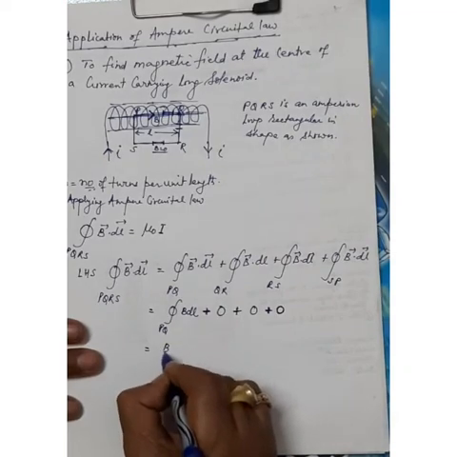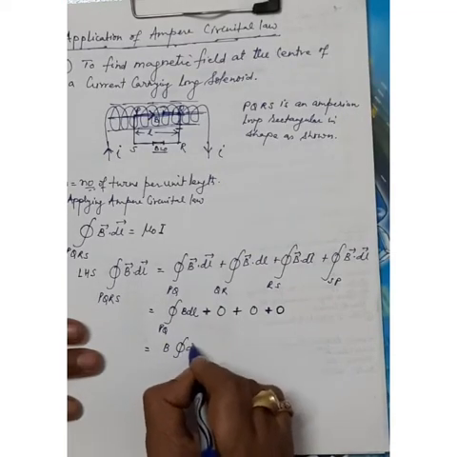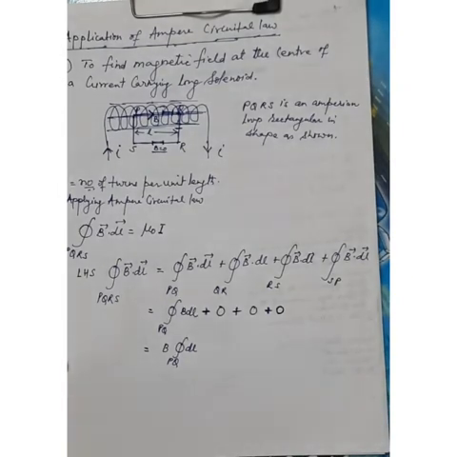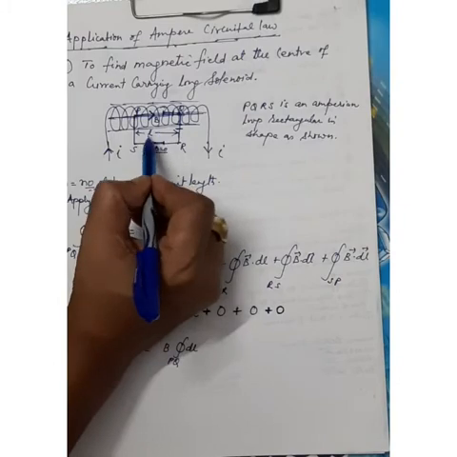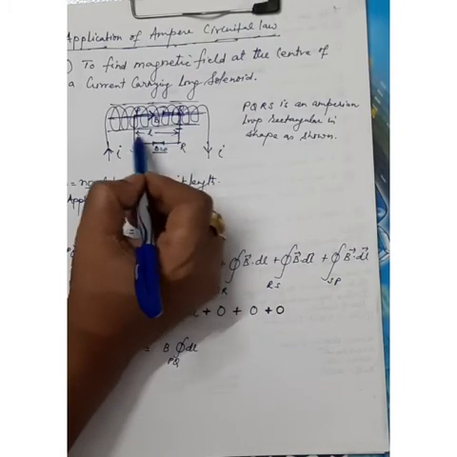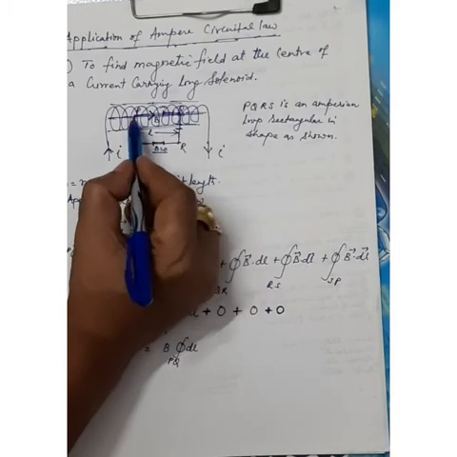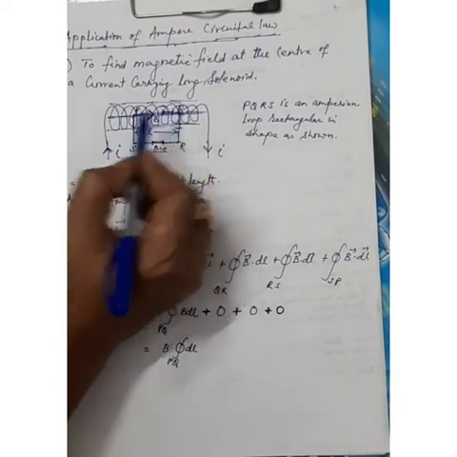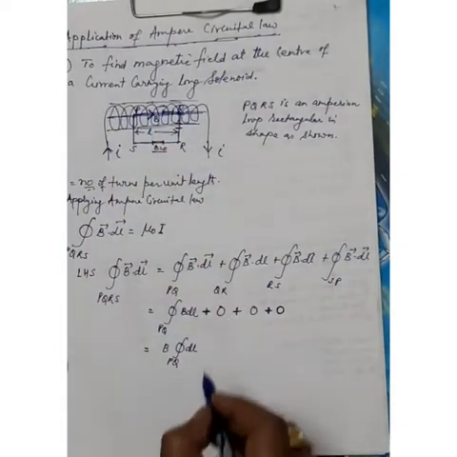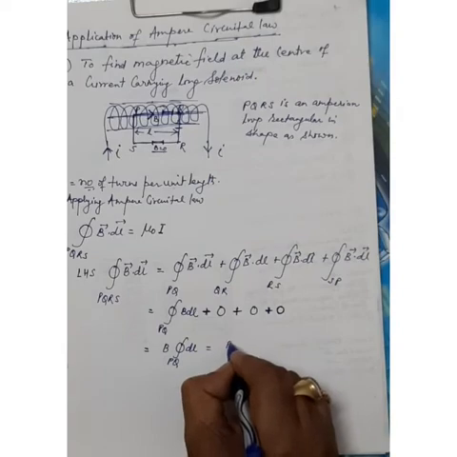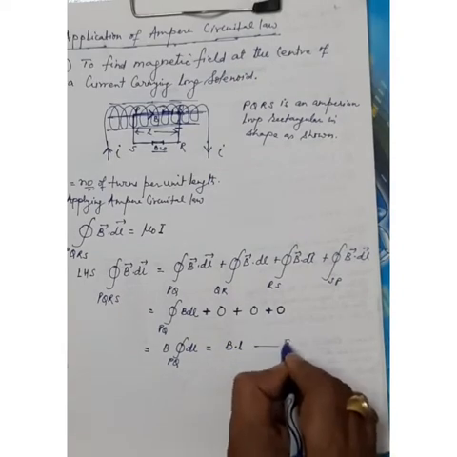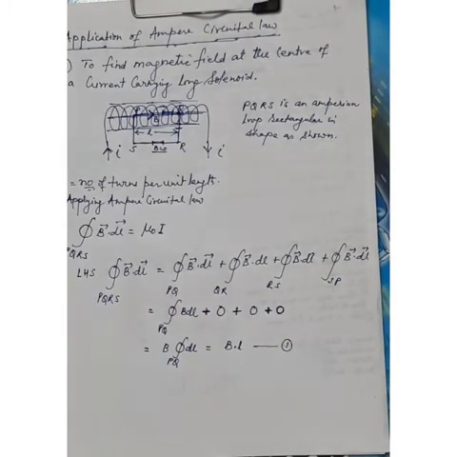So B times the integration of dl from P to Q. From the diagram it is very clear that the length of this line is small l. So the value of PQ is small l. If we add all dl along this line, the value will be small l. So we can write it as B into l. This is your equation number 1, the left hand side.